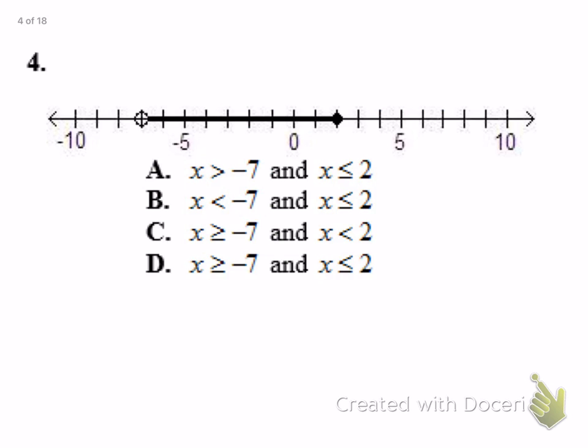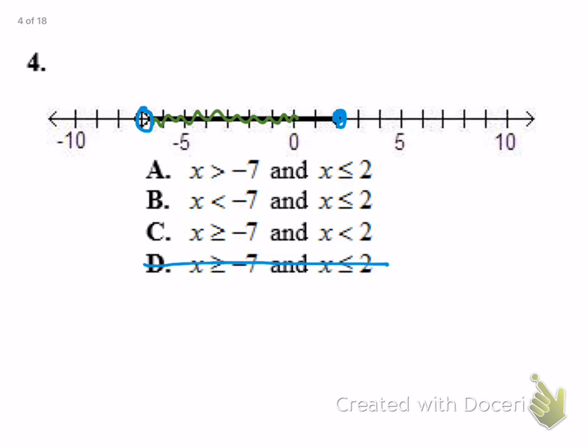For this one here, we want to identify our graph. Hopefully we notice that we have the shaded section in the middle, so we know we're looking at an and. All of our answer choices have an and. In looking at our endpoints, we see we have an open circle on the left-hand side and a closed circle on the right-hand side. So I can eliminate answer choice D because that would be 2 closed circles.